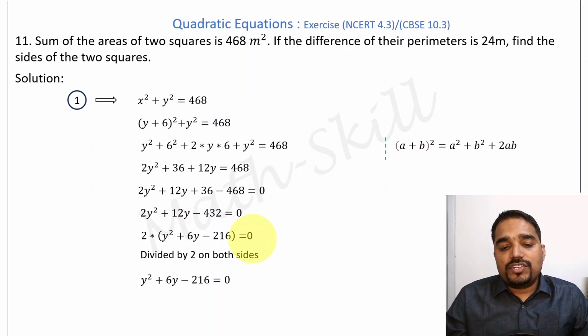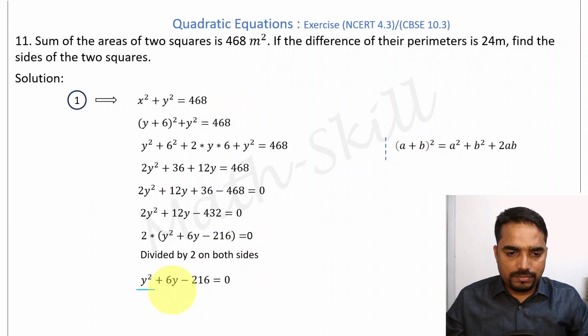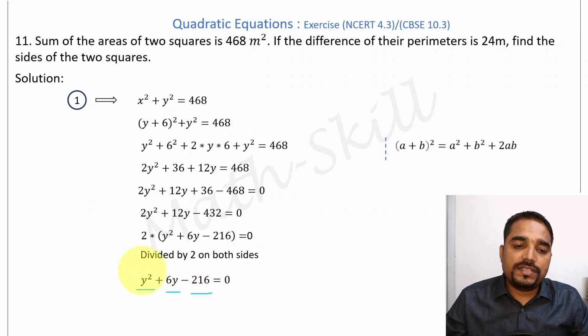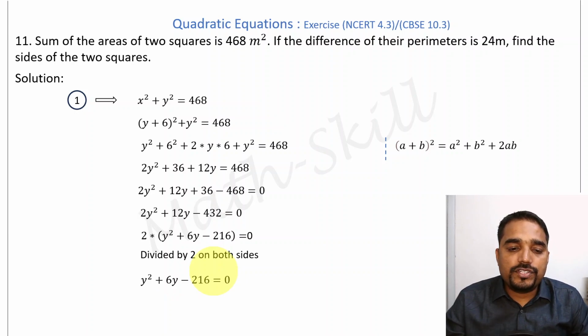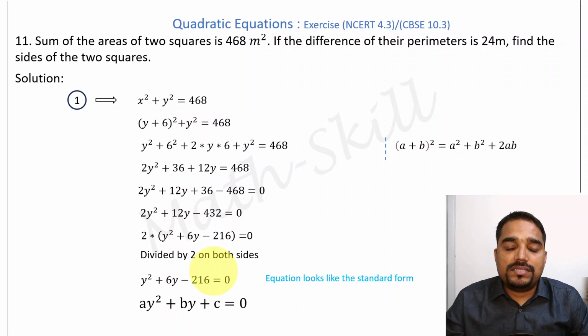Now this equation cannot be simplified further as it contains all 3 terms as unlike terms. That is, the first term contains a y square term, the second term is a y term, and the third term is a constant term. Because they are unlike, they cannot be added or subtracted. So this looks like the standard form of a quadratic equation, that is, ay square plus by plus c equals 0.